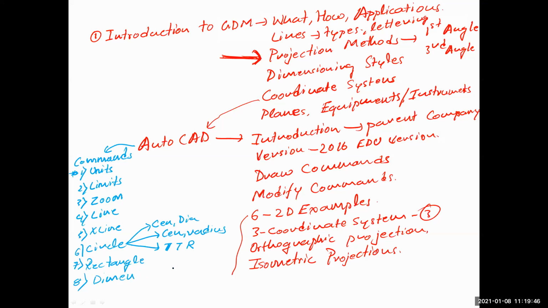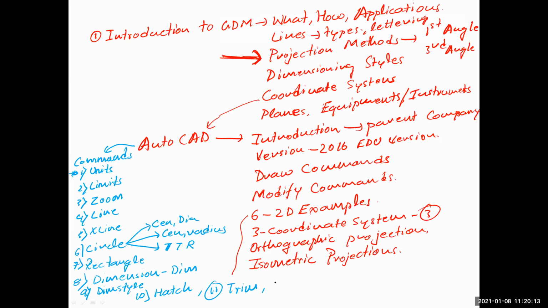For dimension, the command is dim. In your dimensioning command, you have seen that when it is not looking properly, you have gone for dim style. Hatch. Very good. You have also seen the hatch command, and the trim command.